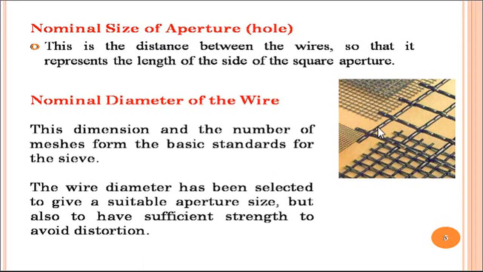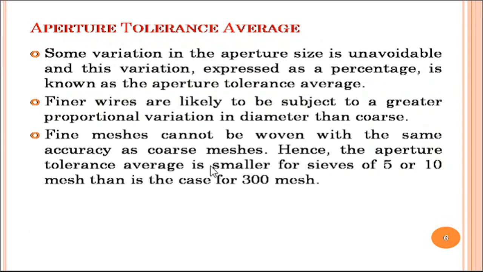If we talk about the diameter of wire, this is the thinness or thickness of your wire. So if it is large or thick, or if it is thin like this one, it will cause a change in the number of holes. So the dimension and the number of mesh from the basic standard for the sieves deal with the construction of the overall numbering of your sieve, and they have been selected to give the suitable aperture size, and the material should be appropriately selected to make that sieve project the specified mesh size.